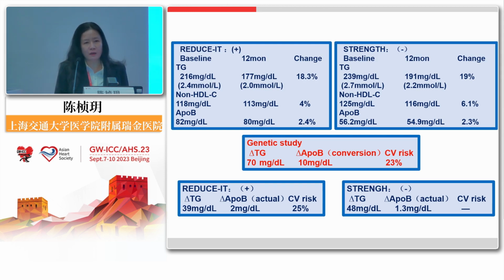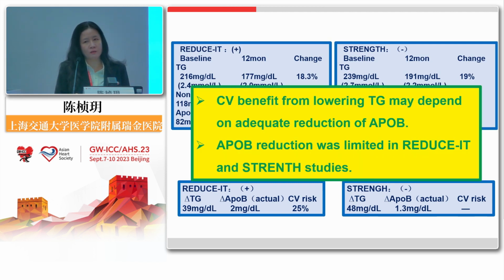So the benefit is definitely not from TG reduction. And how about STRENGTH? 48% TG reduction, 1.3% ApoB reduction, and no CV benefit. So no matter whether TG reduction is more or less, the benefit actually comes from EPA level alone.